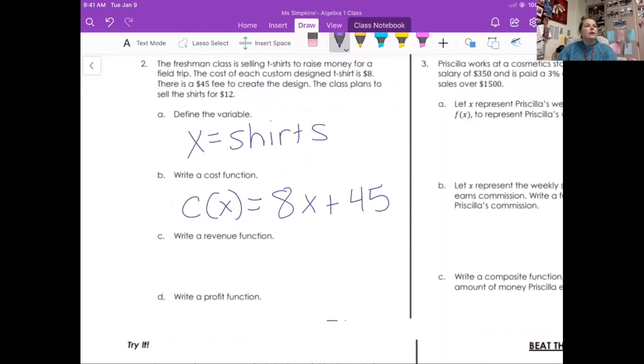Okay, our next function is going to be revenue. Does anybody know what revenue is? The money that what? Yeah, the money you make. The money you make for the shirts. So how much are we making on each shirt? $12. 12x.